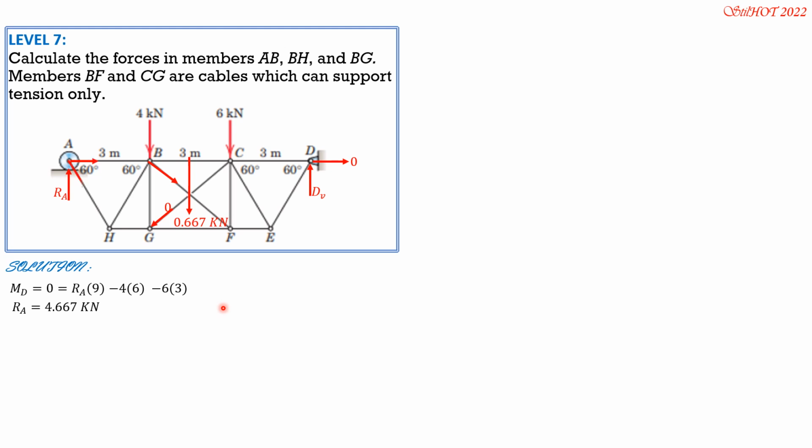So let's begin at joint A. These are the forces, FAB and FAH. Although FAB is required, we need FAH to solve for FBH later. So to get rid of simultaneous equation, first RA vertical equals 0.